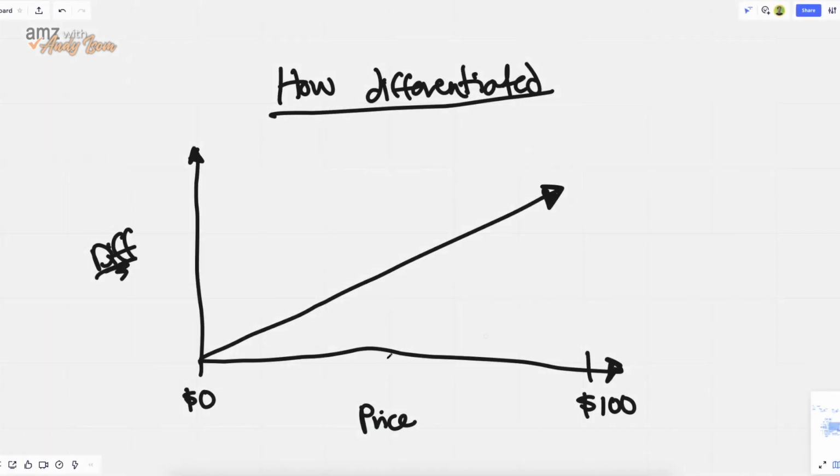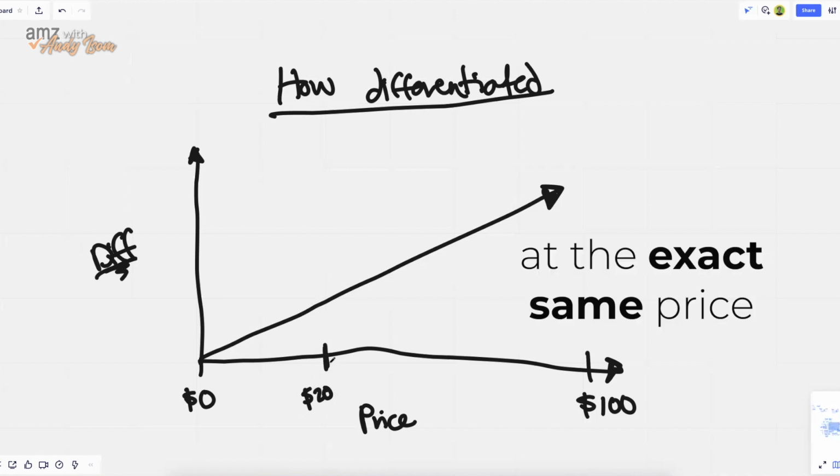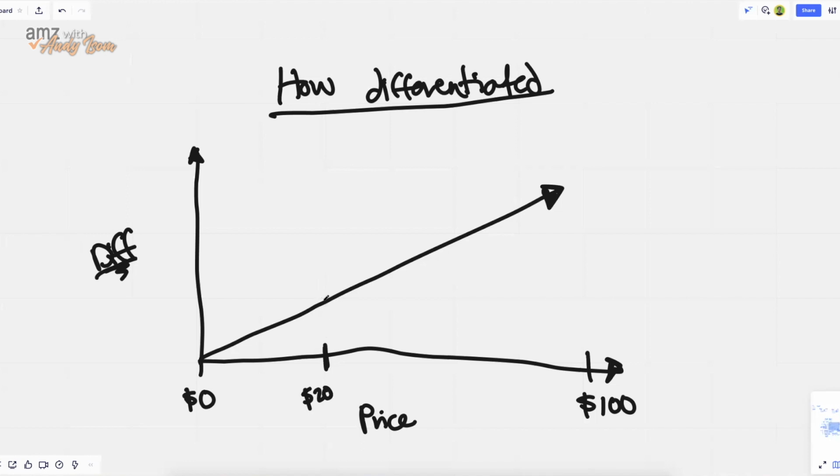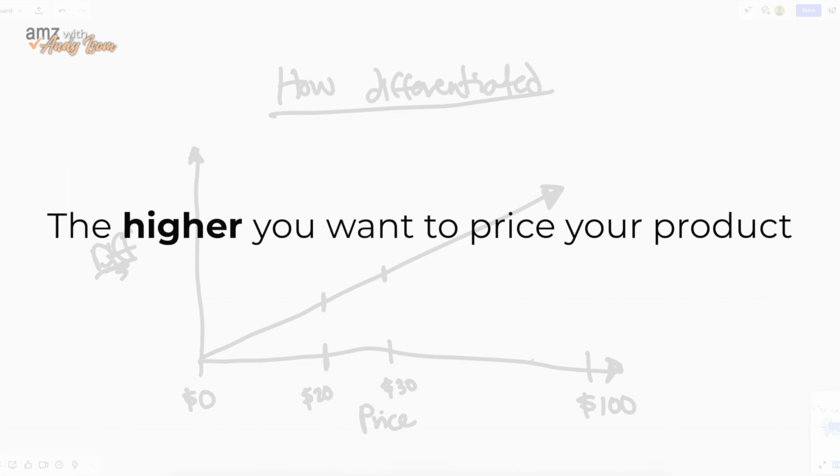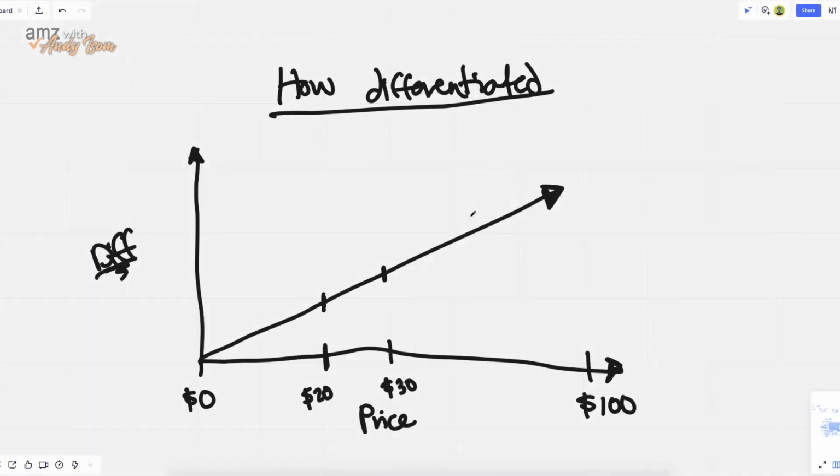So let's say most of the market is at $20 for this range of product. If you want to sell at the exact same price as everyone else, you only need to be a little bit differentiated, like right here. But if you're trying to sell at $30, you need to be even more differentiated. So the higher you want to price your product, the more you need to be differentiated. And remember, let's pretend we're looking at a specific type of product that sells anywhere from $20 to $100.